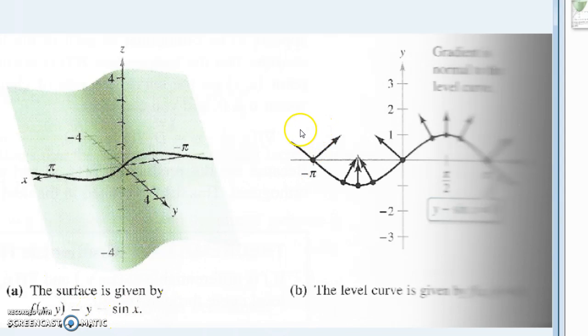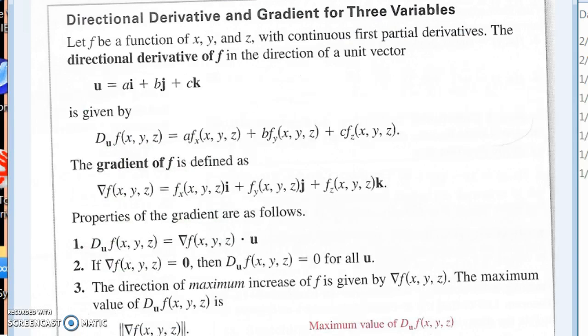And the other level curves will be around here and here, maybe for higher and higher c values. And over here for c equals minus 1, c equals minus 2, and so on and so forth. So that level curve that we're talking about in a function of two variables, in a function of three variables will be a level surface. So let's go to the directional derivative and gradient for three variables.